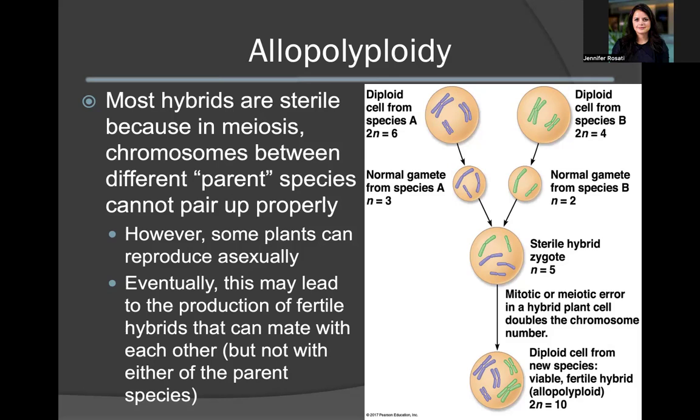zygote. However, if there is further mitotic or meiotic error in this hybrid plant cell, this could potentially result in the doubling of the chromosome number and the restoration of an allopolyploid state. In this instance, this new species would now be viable and would also be fertile and be able to produce offspring itself.